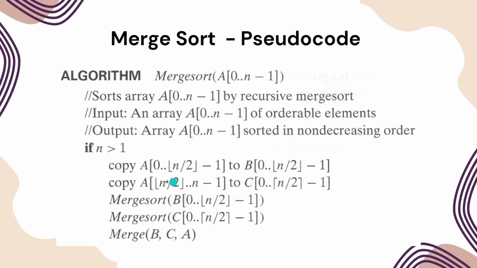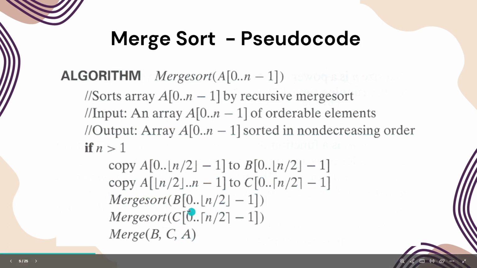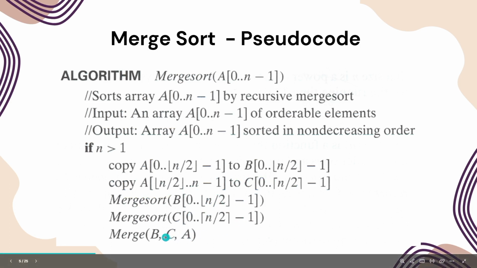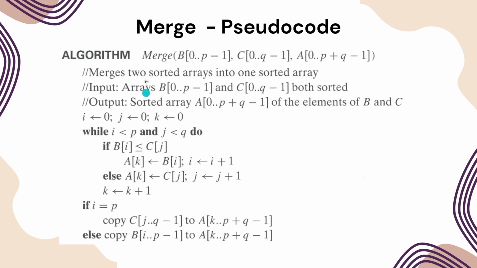If so, we copy the first half of the array's elements into the auxiliary array B, and the second half of this array A into another auxiliary array C, and then we recursively sort the elements of array B and recursively sort the elements of array C, and finally we merge the arrays B and C onto A, so that as a result we have only the array A, while B and C have become empty. And this is the pseudocode for the merge step of this particular merge sort algorithm.